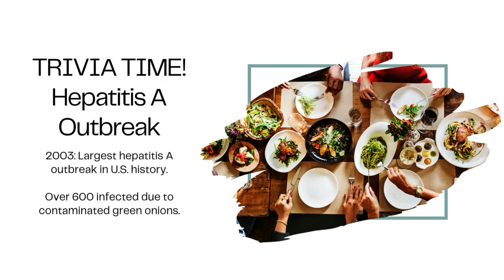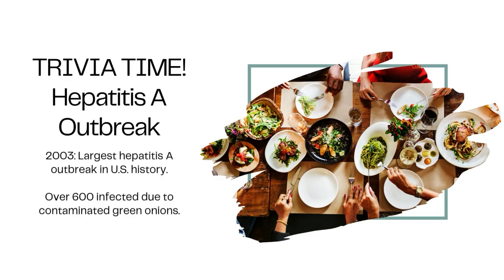In 2003, there was a massive hepatitis A outbreak linked to a now defunct restaurant chain. Can you guess what chain it was? This outbreak became the largest hepatitis A outbreak in US history, with over 600 people infected. The cause? Contaminated green onions served in a Pennsylvania restaurant near Pittsburgh, specifically at the Beaver Valley Mall.